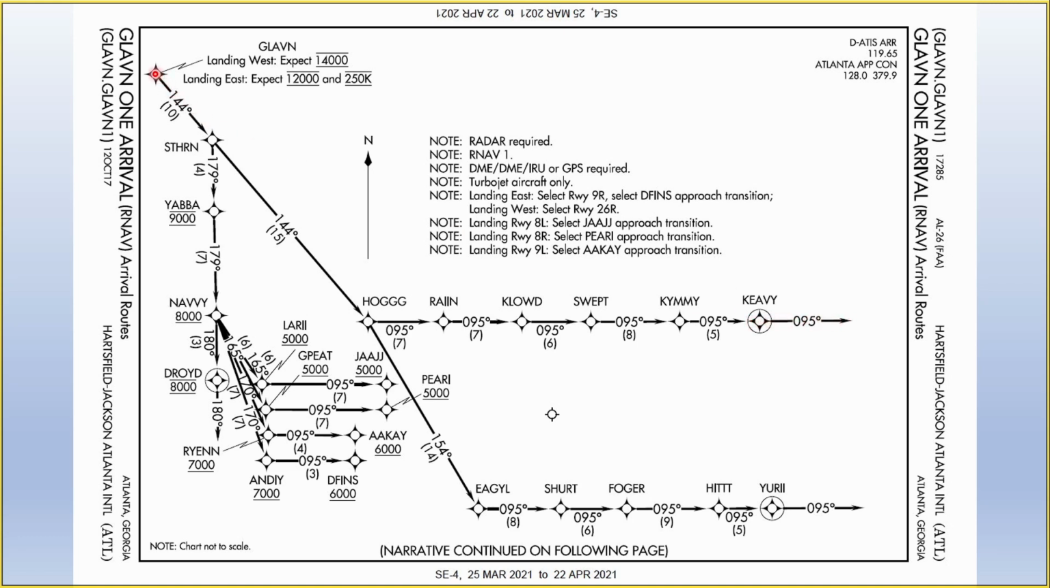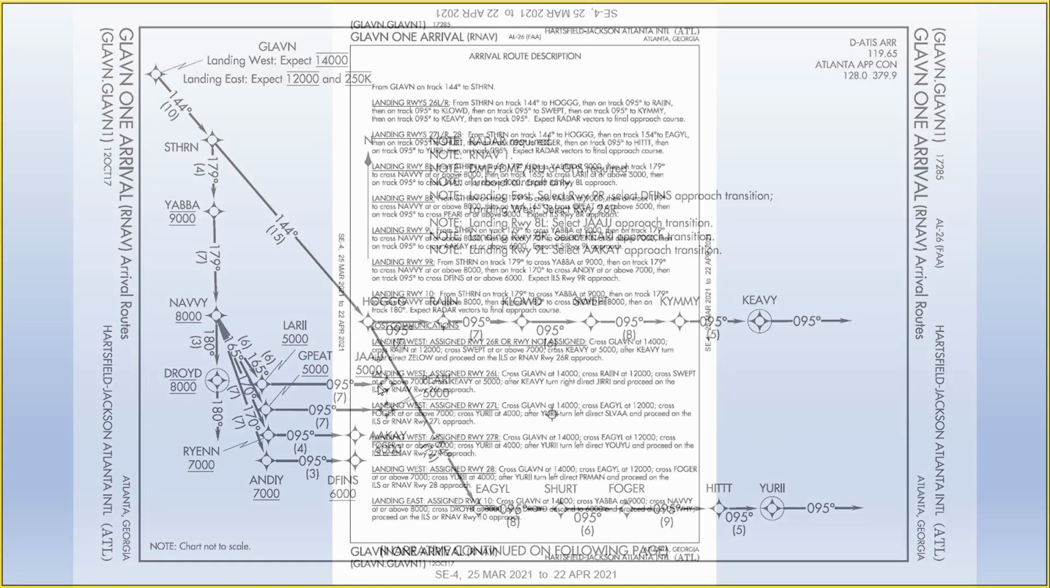If we are landing, say, 8 left, we fly over Glavin, then Southern, and then along this route down to JJ. And JJ is actually a fix on the approach for 8 left. If you have any doubt what you're supposed to fly on a runway-dependent arrival, there's a narrative that breaks down the route for each runway that you can check and see what you're supposed to do.